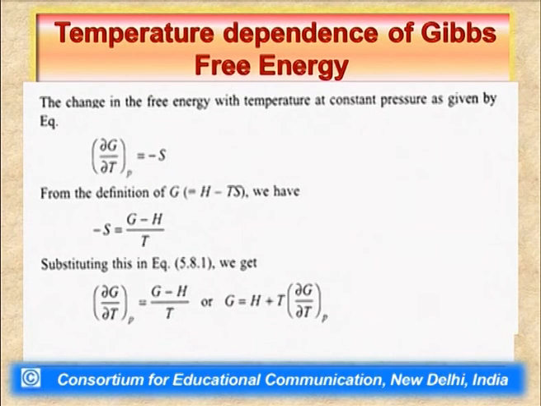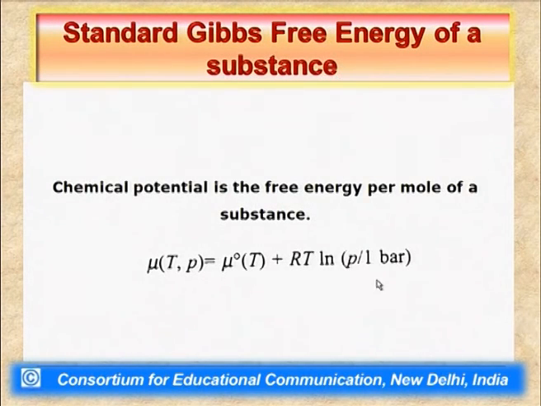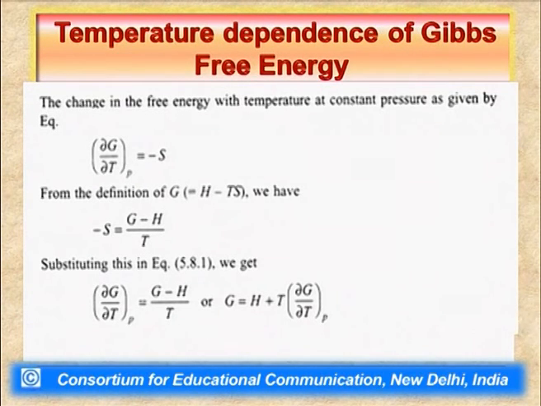Right. So, with all this discussion, the pressure dependence of Gibbs free energy has helped us to make an important concept called chemical potential. Now, let us see how the Gibbs free energy changes with change in temperature, and what important implication this equation has for us. The change in free energy with temperature at constant pressure is given by the differential coefficient del G by del T at constant P equal to minus S.